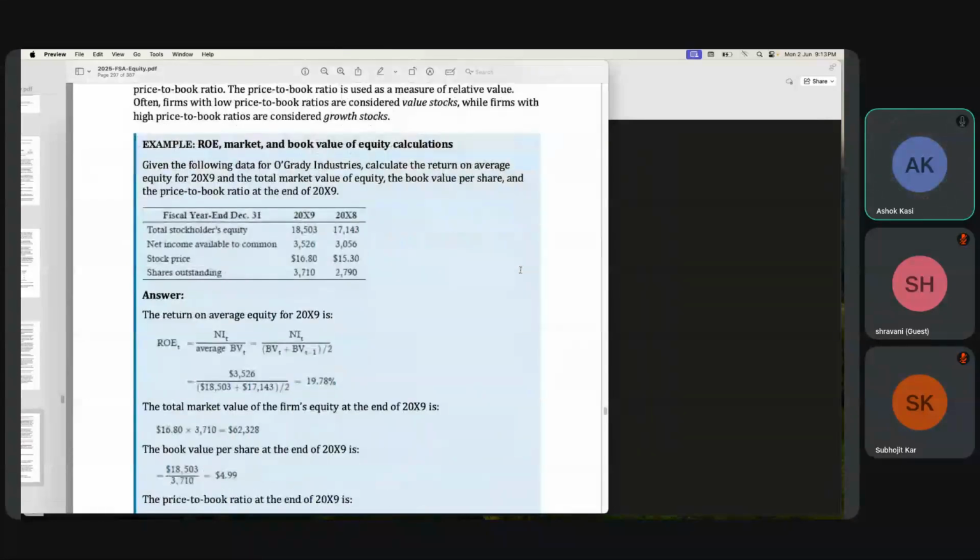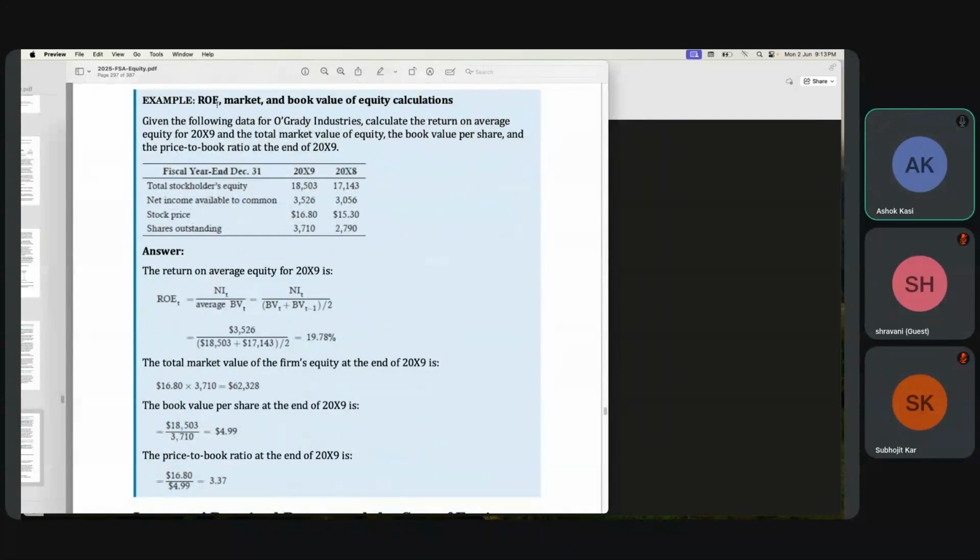I'll directly come to the question. Example: return on equity, market and book value of equity calculations. Given the following data for O Grade Industries, calculate the return on average equity for 2009 and the total market value of equity, the book value per share and the price to book ratio at the end of 2009. Fiscal year end December 31st. Total shareholders' equity, net income available to common, stock price, shares outstanding.